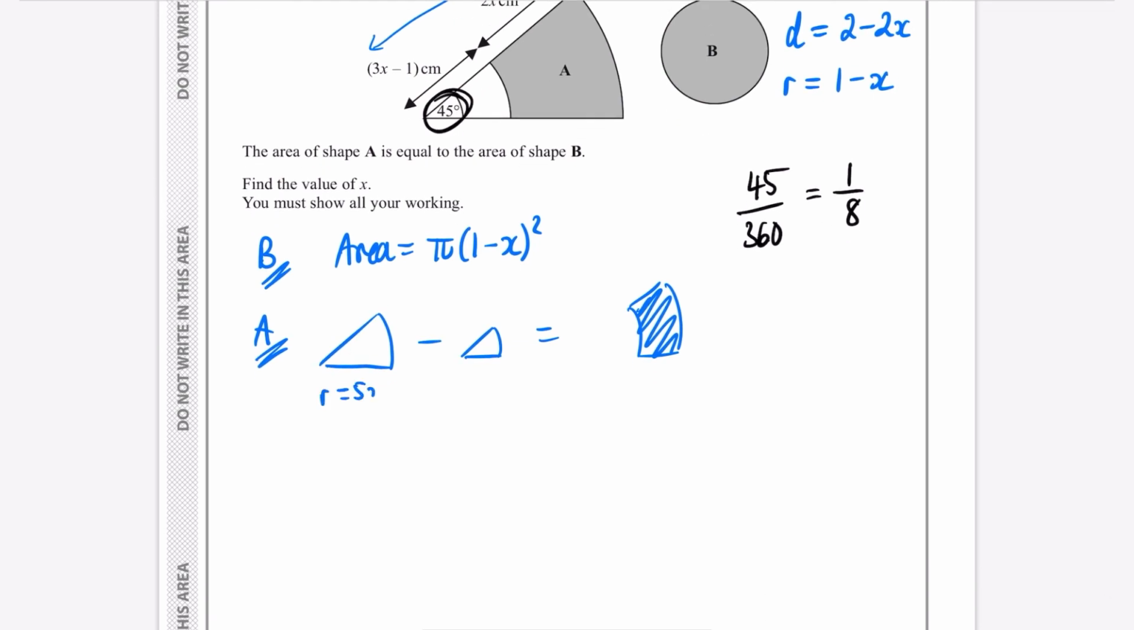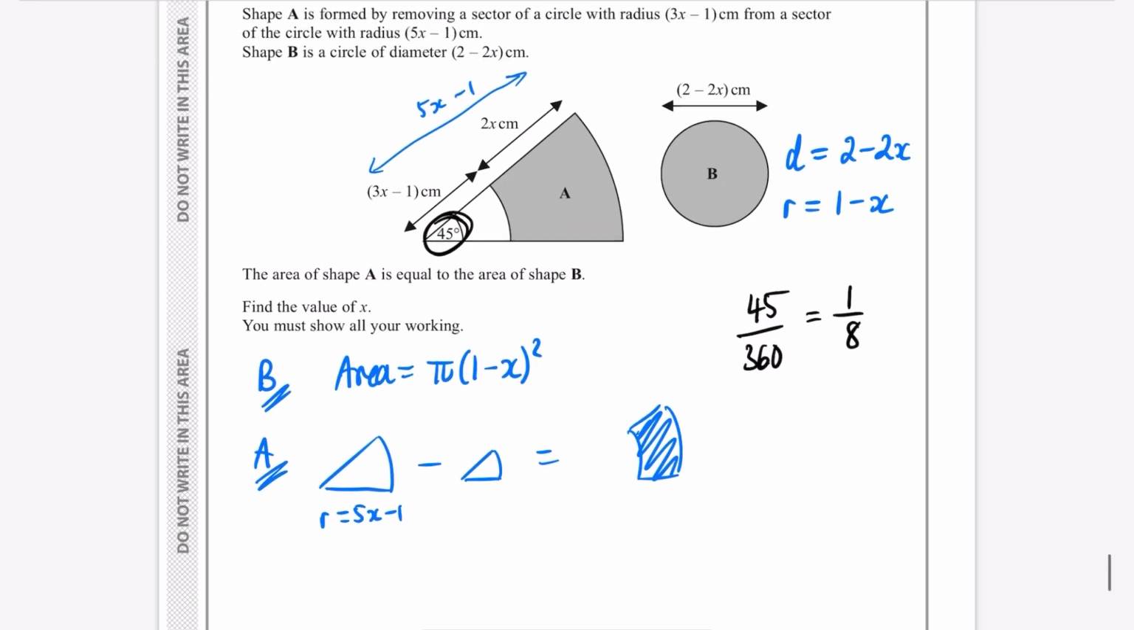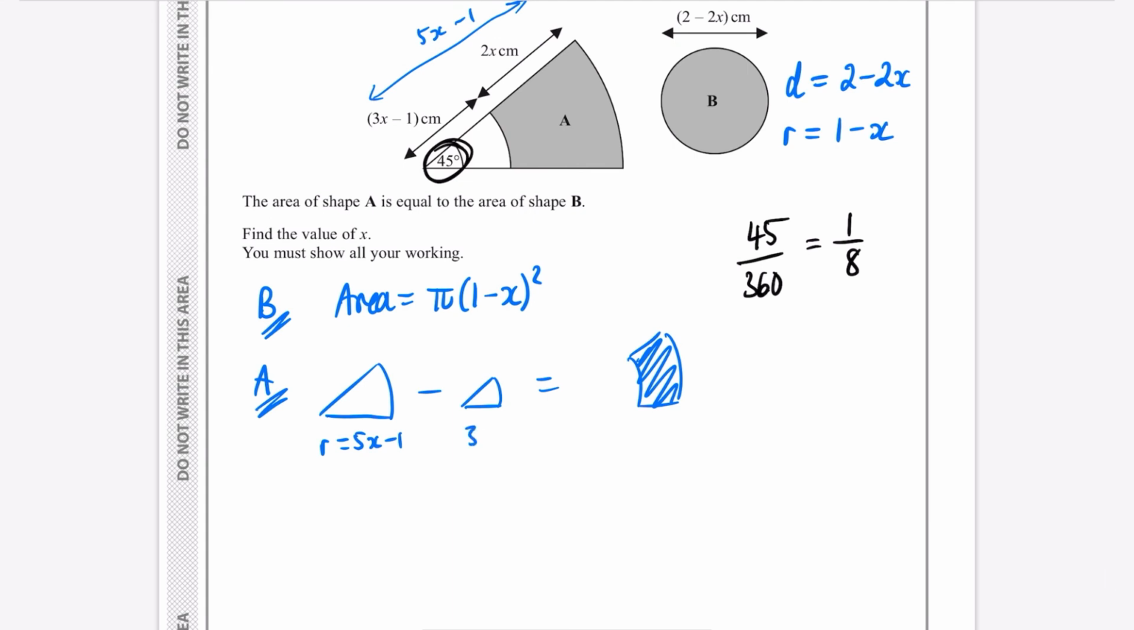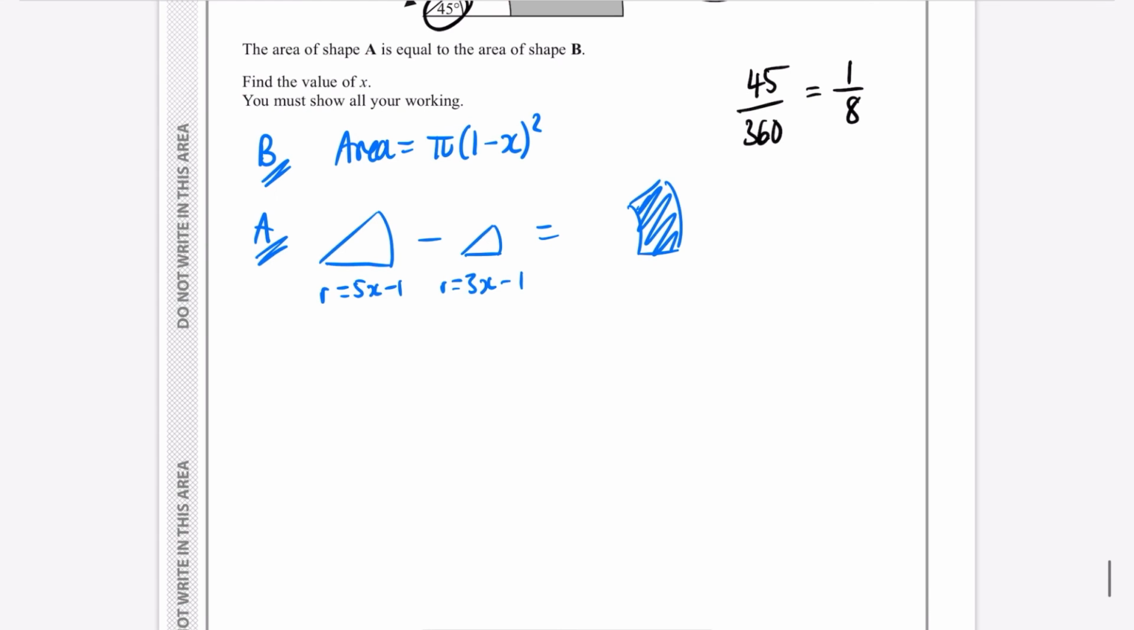So I'm going to begin for this first part. The radius, they told us, is 5x minus 1. Remember they said that was those two bits added together, the 5x minus 1. And then the smaller radius is 3x minus 1. So I'm going to put both of those things into this. I'm going to do pi r squared, so that's pi (5x minus 1) squared, but it's going to be divided by 8, or multiplied by an eighth. And I'm going to subtract the same thing, so it's going to be an eighth of pi (3x minus 1) squared. So this is what the area of A is equal to.